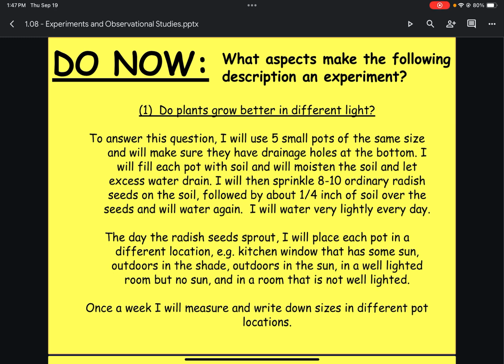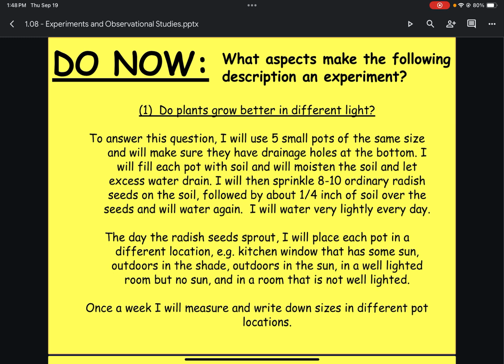So for example, if we were sitting in class right now, I would probably ask you, what aspects make the following description an experiment? Now you guys have sat through multiple science courses. So what makes this an experiment, right? And when you're looking here, it says, do plants grow better in a different light?